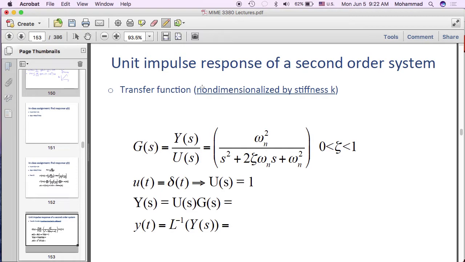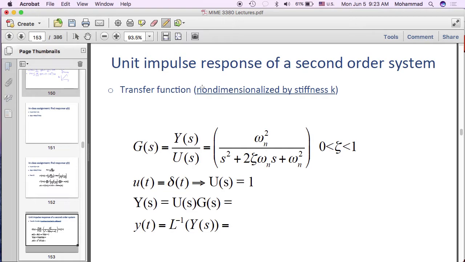And now to a system that we know and feel quite comfortable with right now. This is the transfer function of a second order system, where zeta is between 0 and 1. So we are dealing with an underdamped system. Our interest is in finding the unit impulse response of this system. So if u of t is delta t, which means u of s is 1, what is the response? The response is u of s times g of s, and in order to find the response in time domain, we need to find the inverse Laplace.